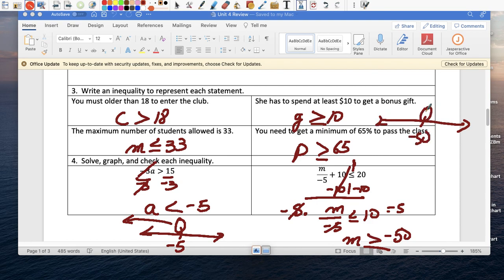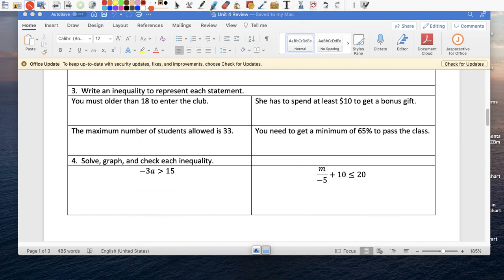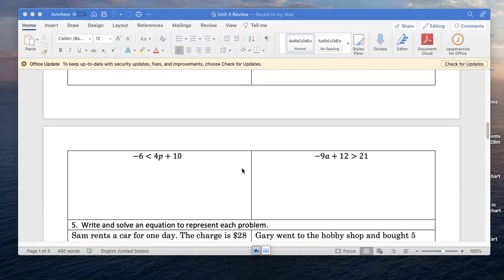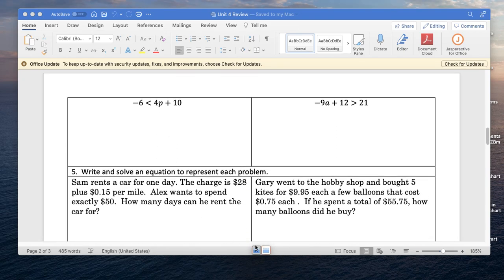And we want numbers that are equal to negative 50 or greater than negative 50, which is every number to the right. Again, you can always substitute and check. Pick a number, a large number, and substitute for the variable and check.